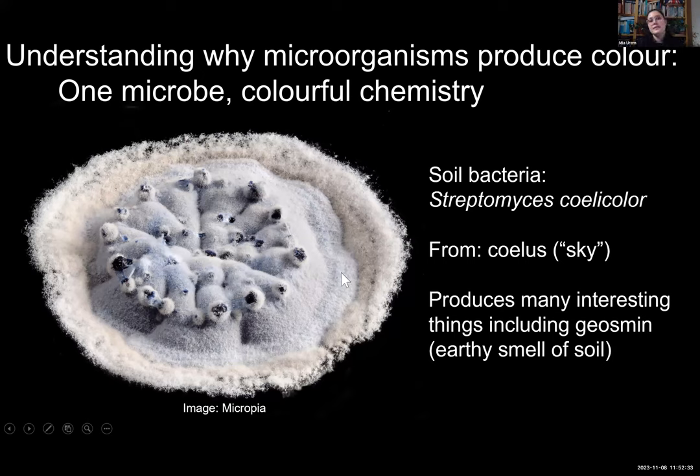focused on: one single bacteria, but with a very colorful chemistry. And that's the soil bacteria called Streptomyces coelicolor. And coelicolor translates as color of the sky because it produces a blue color like the sky. It also produces a lot of other interesting things, including geosmin, which is the characteristic earthy smell of soil that you'll encounter when you go for a walk in the woods, for example.